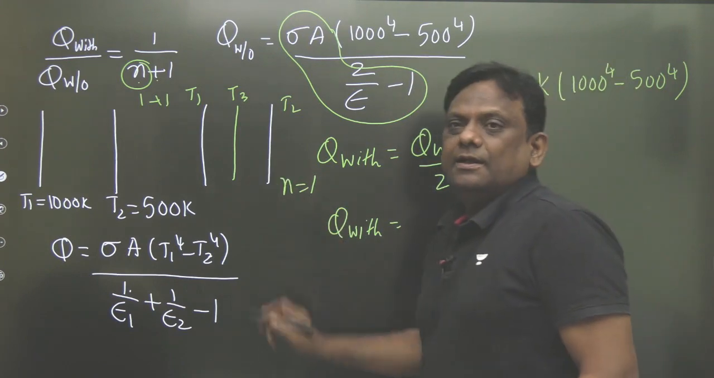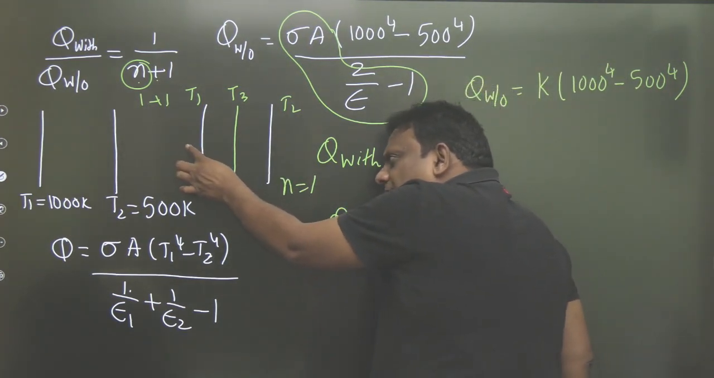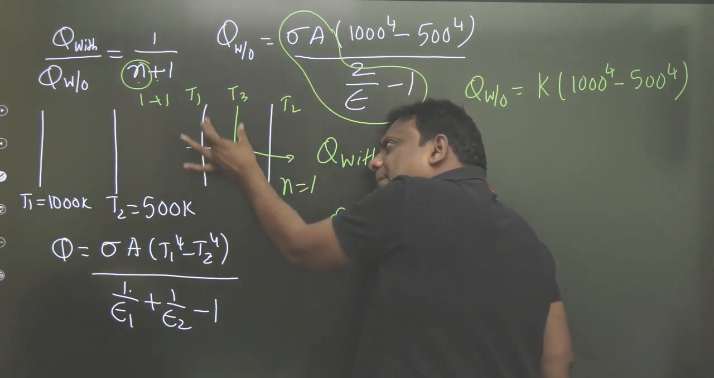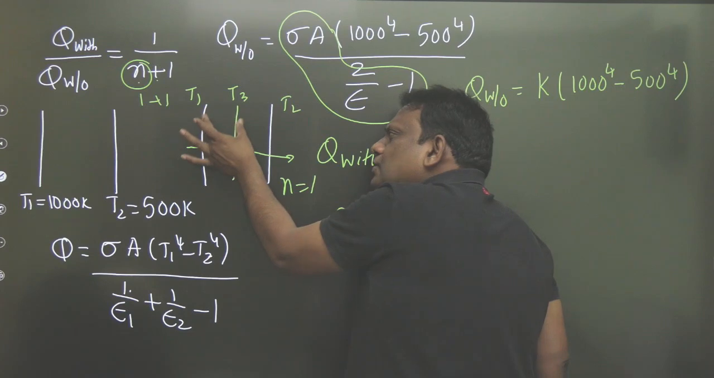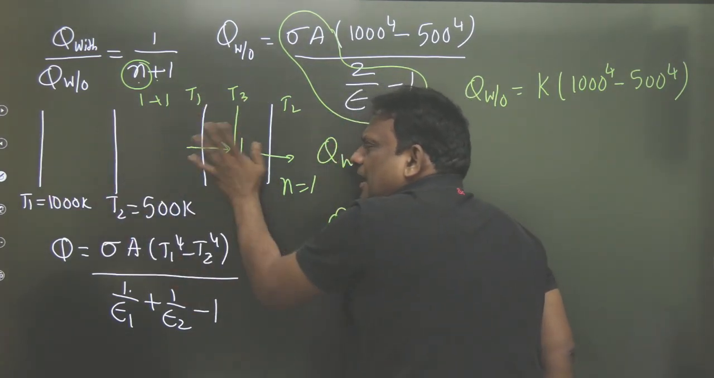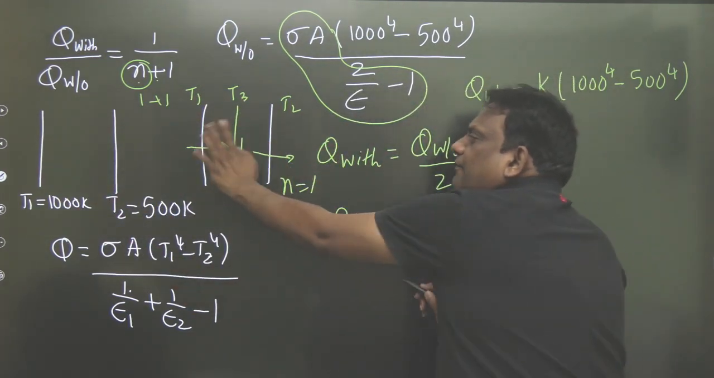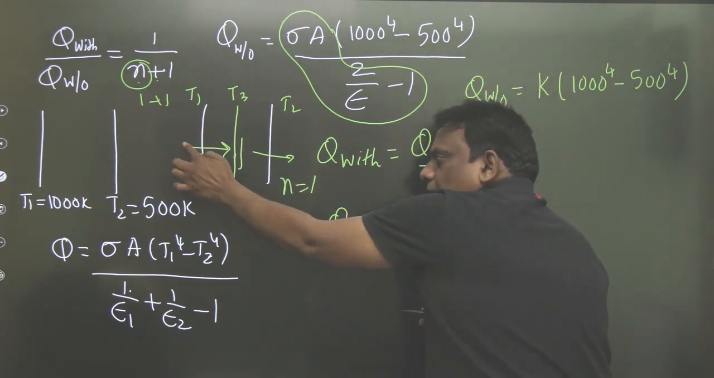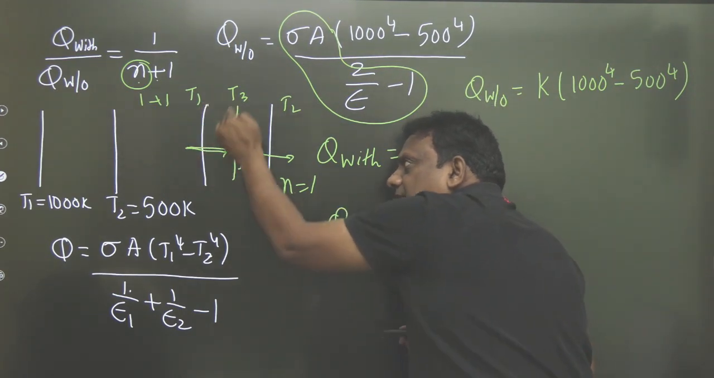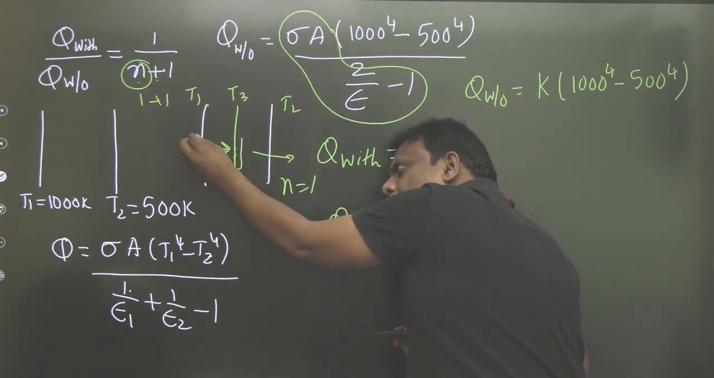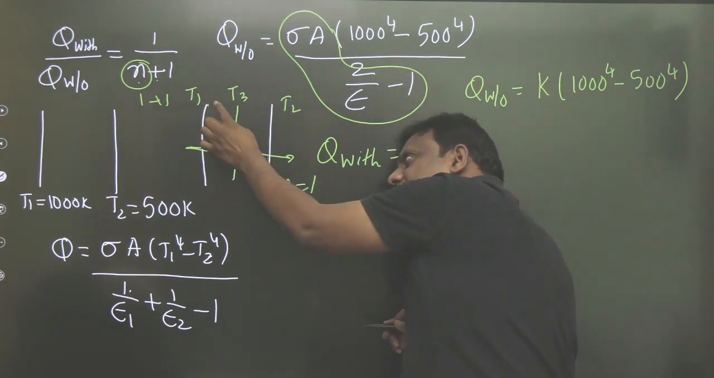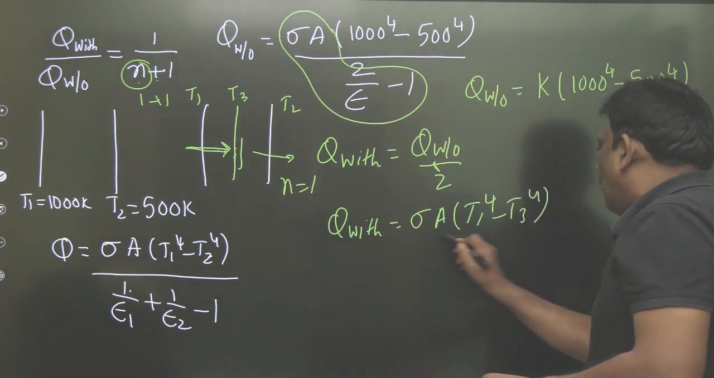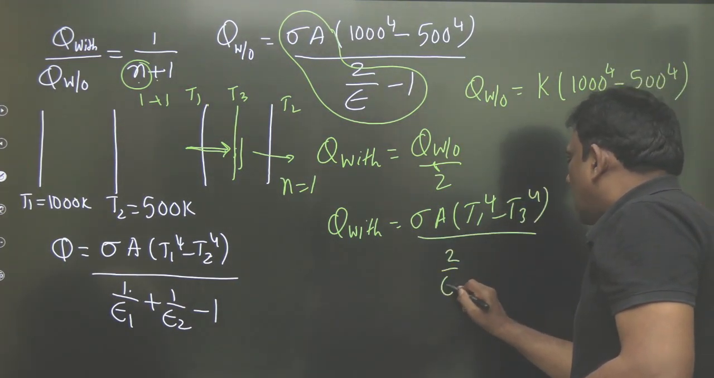Very simple. There is a shield. It is a steady state. Whatever heat is entering here, the same is leaving here. So to calculate heat transfer, I can apply the equation either between these two or between these two. So it is similar to parallel plates. Now what will be your equation? With shield, this is T1, this is T3. So let me calculate between these two. Whatever heat is entering, the same is going, because it is a steady state. It is sigma A (T1 power 4 minus T3 power 4) by (2 by epsilon minus 1).